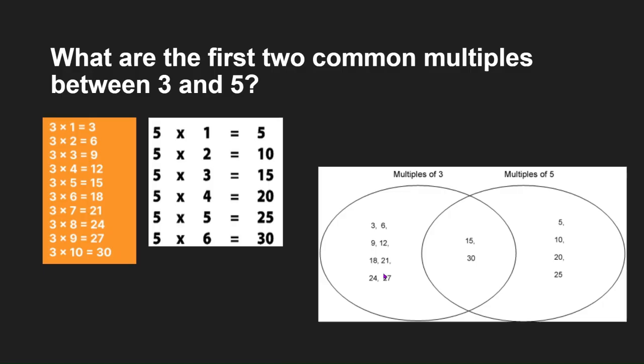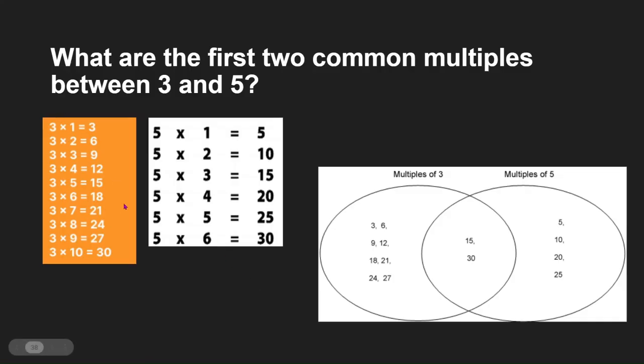You keep going, right? And I'll put this up here. We've got multiples of 3 and multiples of 5. The first 2 common multiples are going to be 15, which we get here. So 3 times 5 is 15, 5 times 3 is 15. And the next one is 30, right? 3 times 10 is 30, 5 times 6 is 30. So those are your first 2 common multiples. You could continue on and get many more multiples and common multiples, but in this case, I just needed the first two.